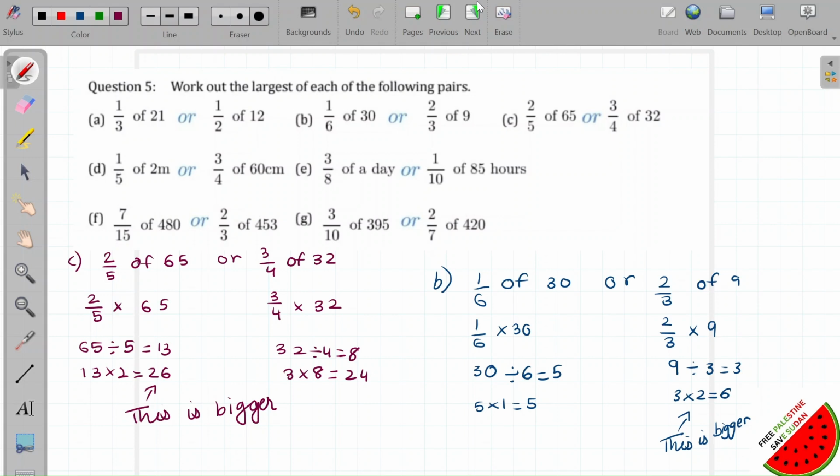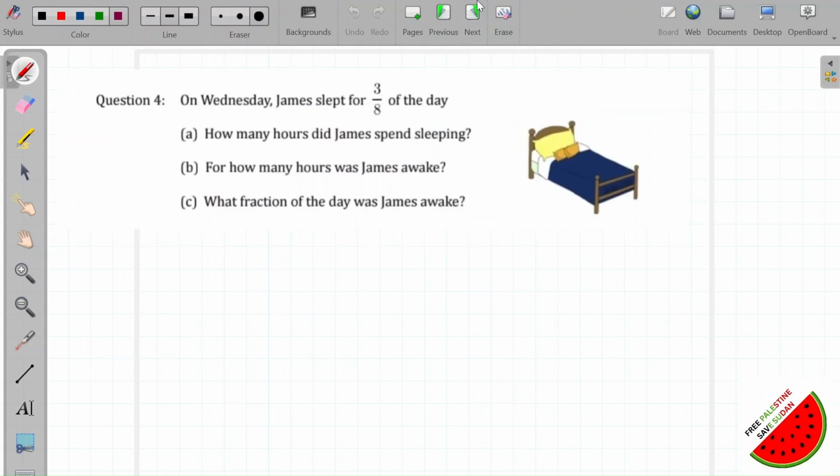Okay, finally, there's 2 more questions. I'll do this one and the next one, and then that's it for this video. So the questions are like so. On Wednesday, James slept for 3/8 of the day. Now here, when you're reading worded questions, first we have to extract important information from the questions. Then we have to ask ourselves some questions which we have looked at in the past.